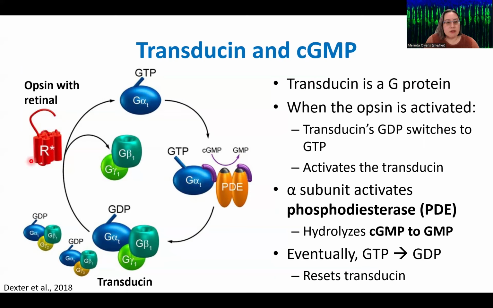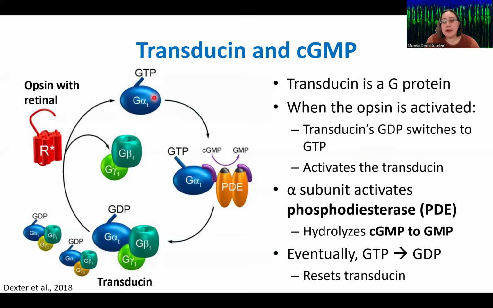So let's see, what does it do? This is the opsin with the retinal. This is the transducin. Transducin is a heterotrimeric G protein. It has the three subunits, an alpha, a beta, and a gamma. At rest, it's bound to GDP. And when the opsin with the retinal comes, and the retinal is stimulated by light, that's what this star is for, then just like a usual G protein, on the alpha subunit the GDP is switched for GTP, and the alpha subunit comes off away from the beta and gamma subunits.